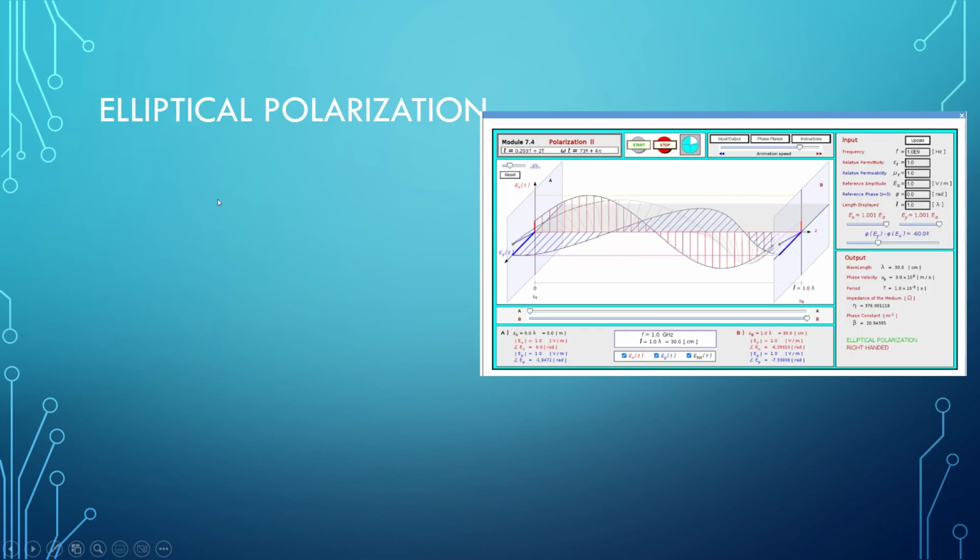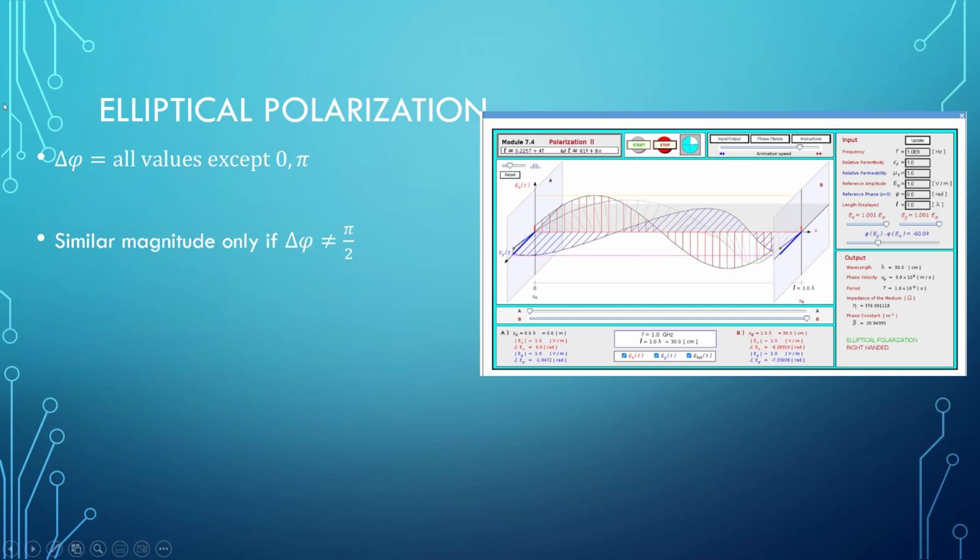The last case is the elliptical polarization. As you can see here in the video, the angle here is different, and the phase difference is not 0 and not pi. In fact, the phase difference could take any values except 0 and pi. But what about pi over 2?